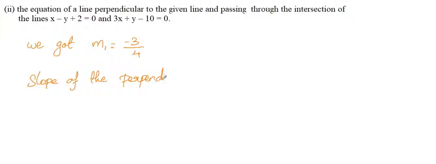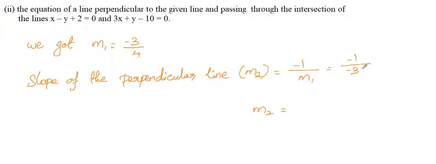The slope of the perpendicular line: we just need to take the negative reciprocal of the given slope, which is minus 1 by m. So we got minus 3 by 4. The slope of the perpendicular line is minus 1 divided by minus 3 by 4, so we'll get 4 by 3. The slope of the perpendicular line is 4 by 3.